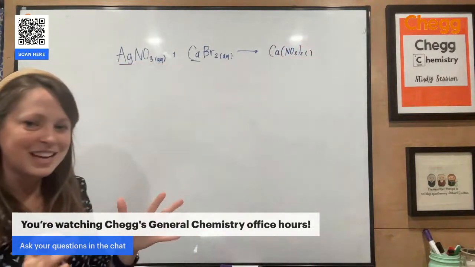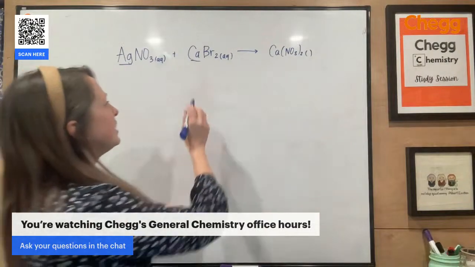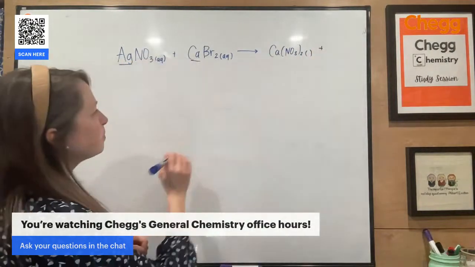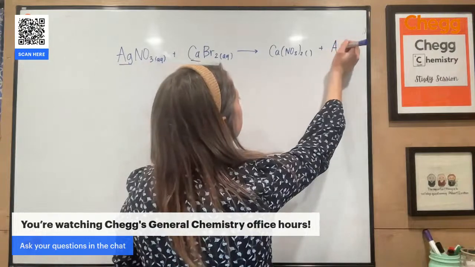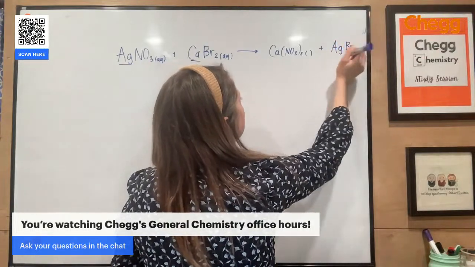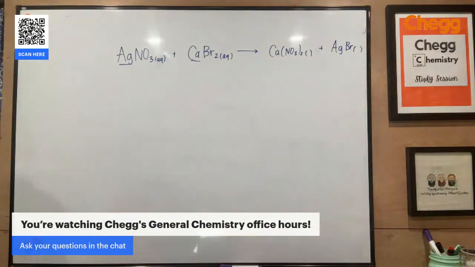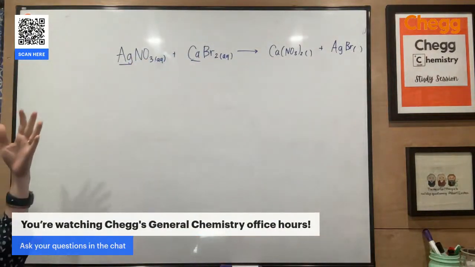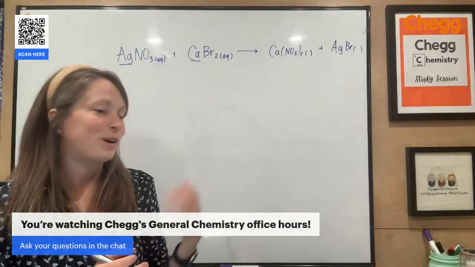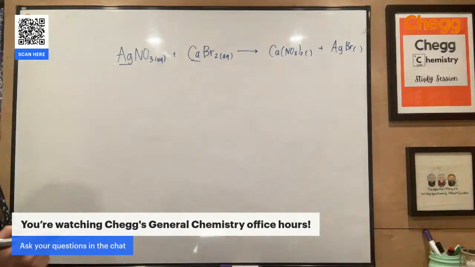I'm not going to worry about states yet. I'm just going to be worrying about my products. The other product is going to be silver bromide. Silver is one of your transition metals that actually has a designated charge. It is always +1. Bromide is a halogen, so it has a charge of -1. All right, now I'm going to go back and worry about what is aqueous and what is not. What is my solid precipitate?